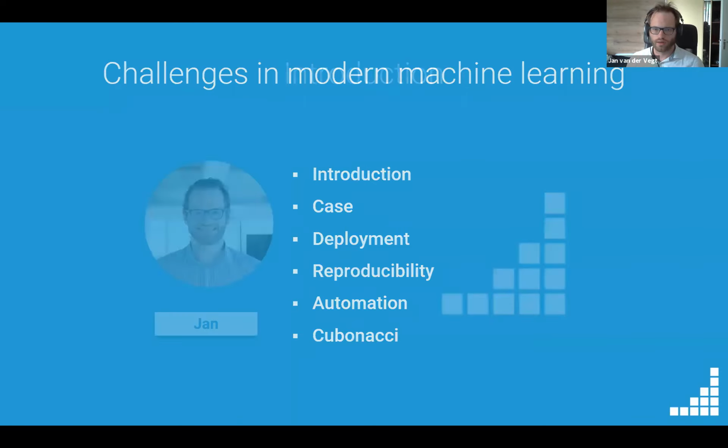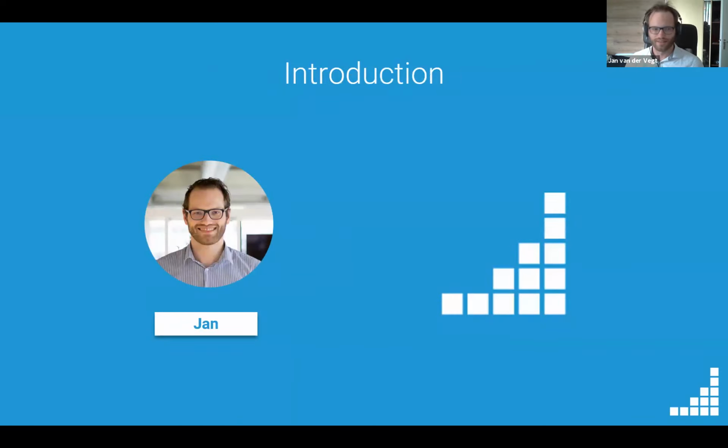So my name is Jan van der Vecht. I'm Dutch, as you might expect from the name. Before founding Cubonacci, I worked as a data scientist at a big airline here in the Netherlands. I got more and more involved in the MLOps and engineering side of things because I was frustrated with how difficult it was, and the broad range of skill sets required, to do machine learning at scale in large organizations. That's why we came up with Cubonacci.